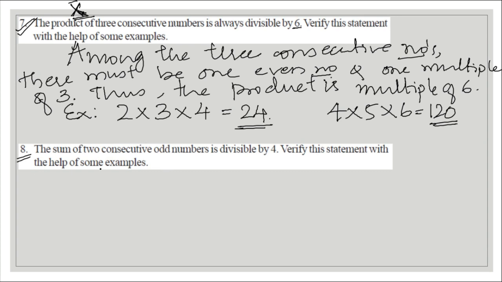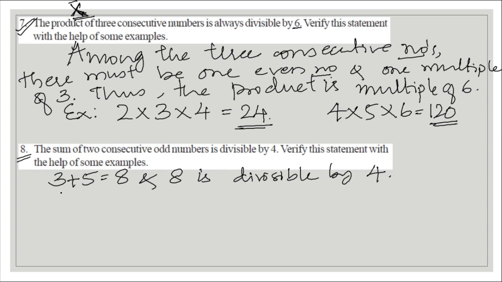Question 8. The sum of two consecutive odd numbers is divisible by 4. Verify this statement with the help of some examples. Let me consider some examples. Say 3 plus 5 is 8, and 8 is divisible by 4.